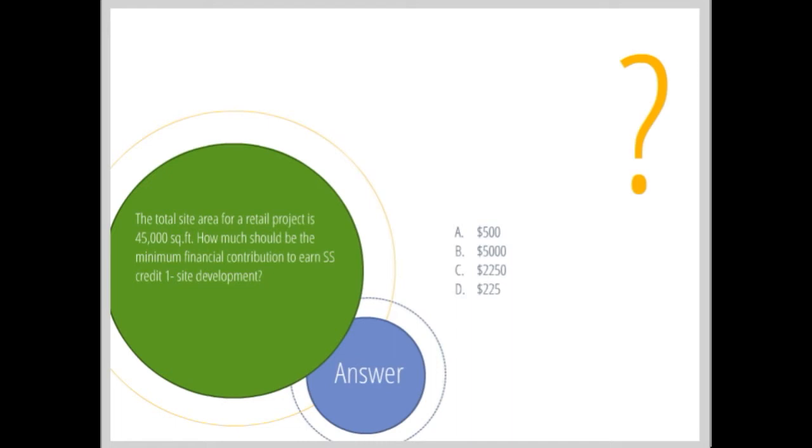The total site area for a retail project is 45,000 square feet. How much should be the minimum financial contribution to earn SS Credit 1 Site Development? The answer is $225. The total site area times 0.5 cents will give you $225. Had the question been asking about exemplary performance, the answer would have been doubled to $450.